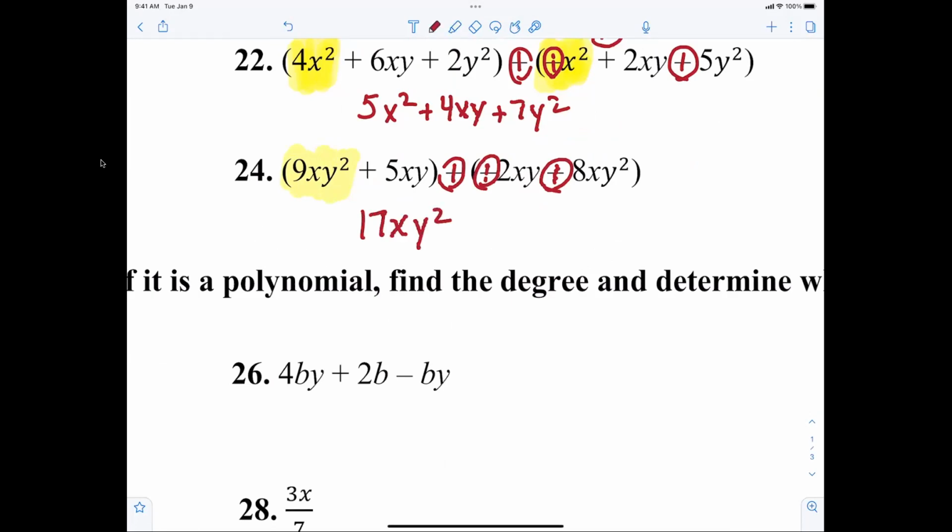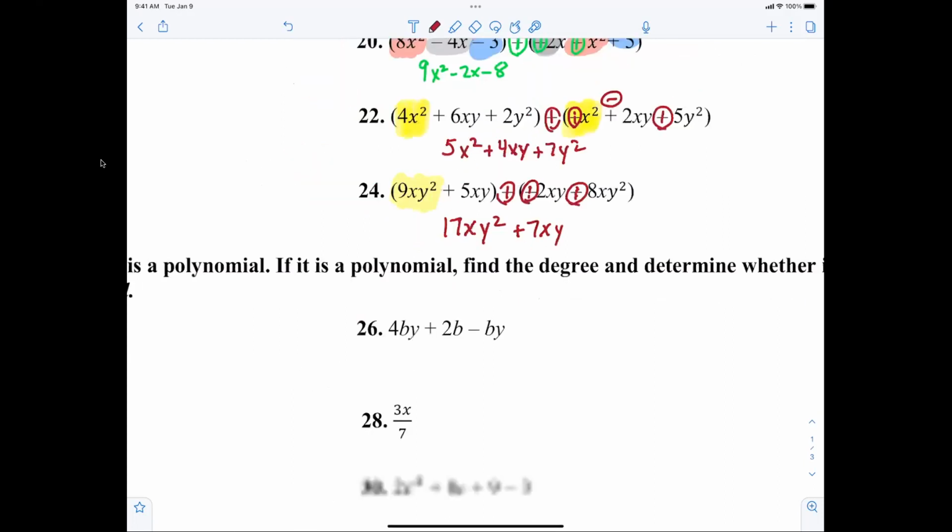Then what? Plus 7xy. Come on, guys. That's not too bad. All right, here we go.